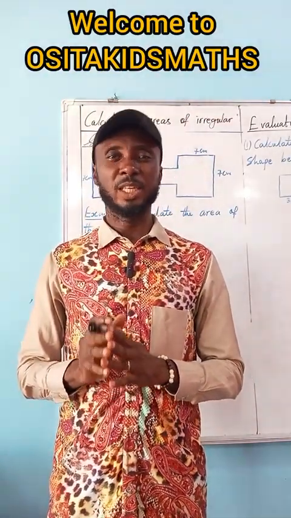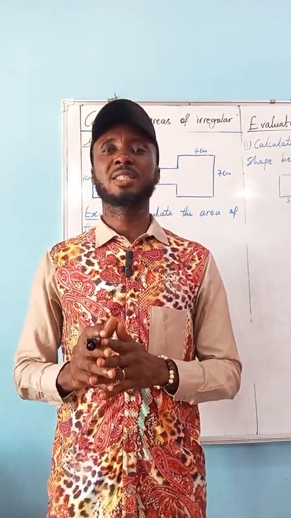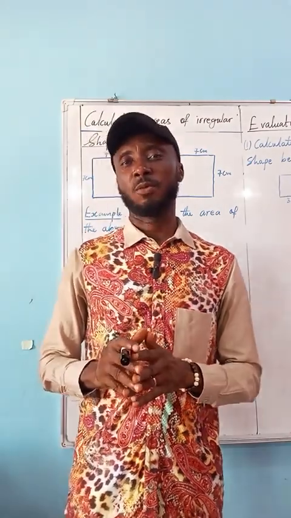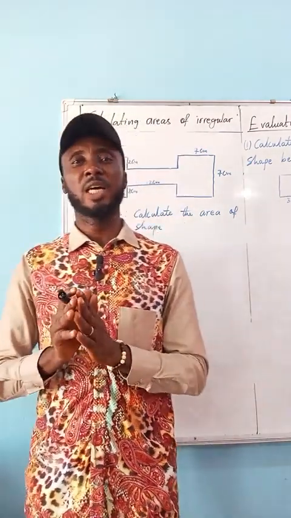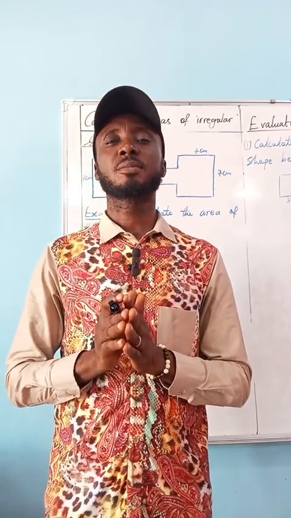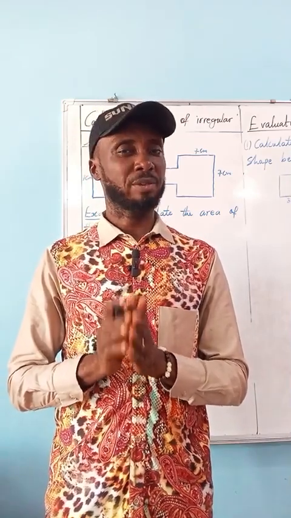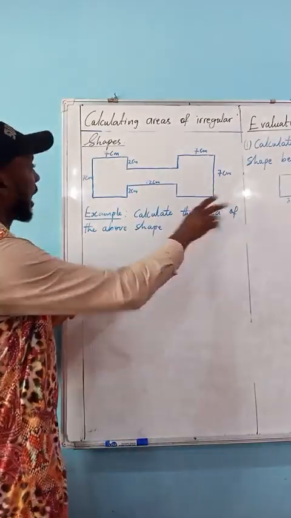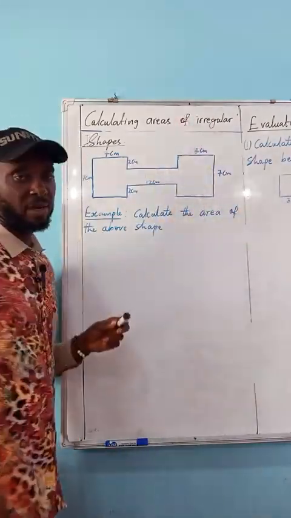Osita. In this video, we'll be talking about calculating the areas of irregular shapes. When we talk of irregular shapes, what are irregular shapes? Irregular shapes are shapes that are not regular. Now let's look at this example on the board. We have, this is an irregular shape.